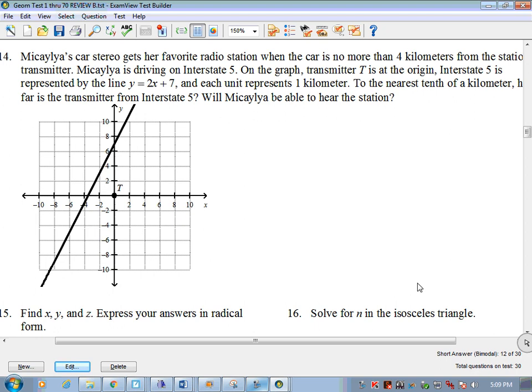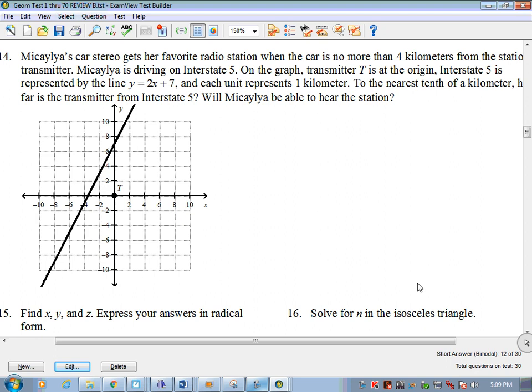All right, let's see. Number 14: Michaela's car stereo gets her favorite radio station when the car is no more than 4 kilometers from the station's transmitter. Michaela's driving on Interstate 5, which is represented by the line y equals 2x plus 7. You'll see that it has a y-intercept of 7. It's going up positively, so that makes sense. Each unit represents 1 kilometer. The transmitter is at point T, represented by (0, 0). To the nearest tenth of a kilometer, how far is the transmitter from Interstate 5 for her to be able to pick up the station?